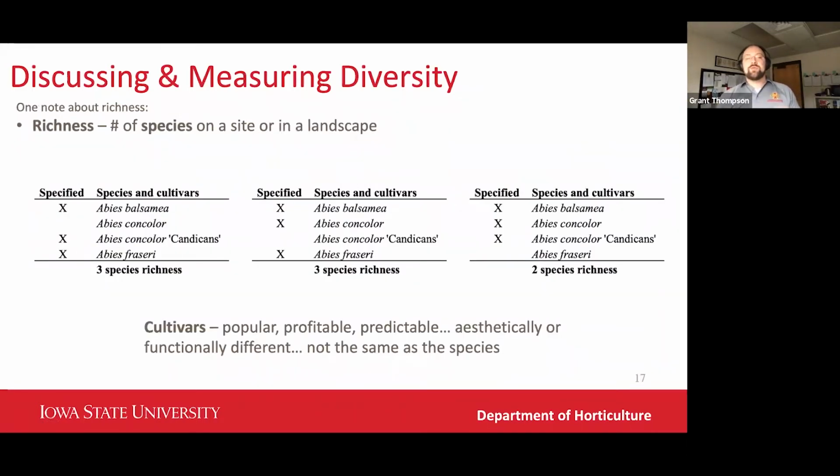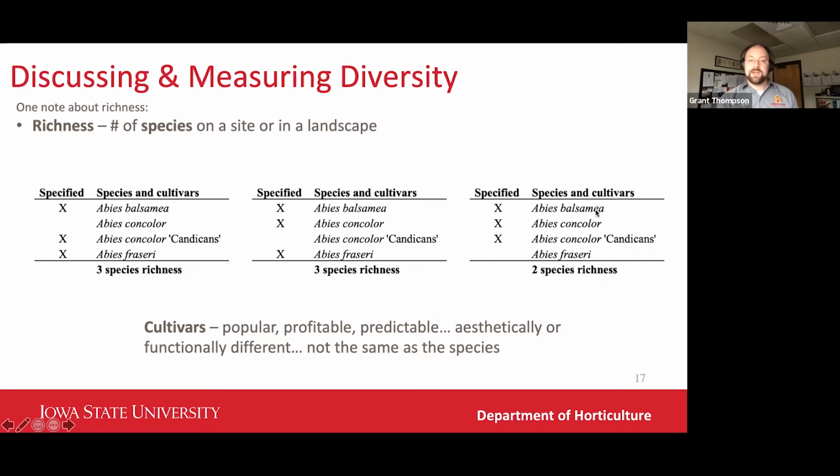And as I mentioned, when we look at richness, we're really looking at species in the landscape. So here are 3 different plant lists. This happens to be from the data set that we were analyzing. And you can see these different Abies species. In one site, we might have balsamea, concolor, concolor 'Candicans', and Fraser. This gives us 3 species. And again, here, if we have balsamea, concolor, and Fraser without the 'Candicans' cultivar, we still have 3 species.